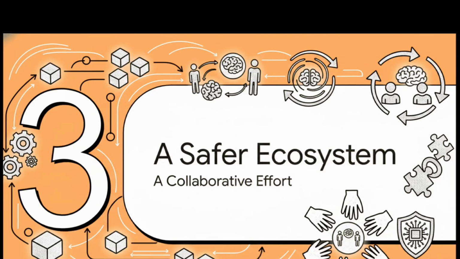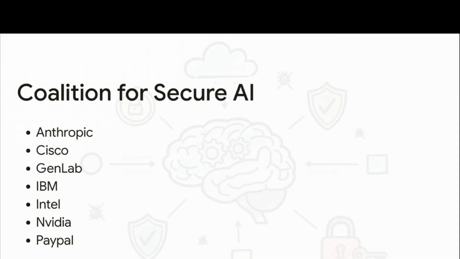Now, here's what's really interesting. Google is super clear that they cannot do this alone. Securing the future of AI isn't a one-company job. Nope, it's going to take a massive collaborative effort from the entire industry. And to make that happen, they formed the Coalition for Secure AI, or CoSAI. And just look at these founding members. We're talking about the heavyweights here. Anthropic, IBM, NVIDIA, even PayPal. This is not some side project. This is a serious, industry-wide push to create shared standards for everyone.